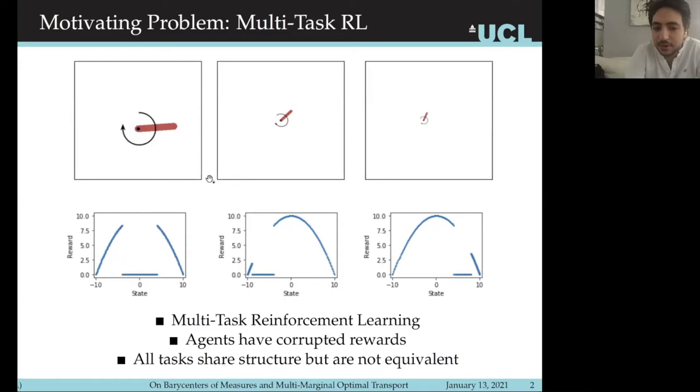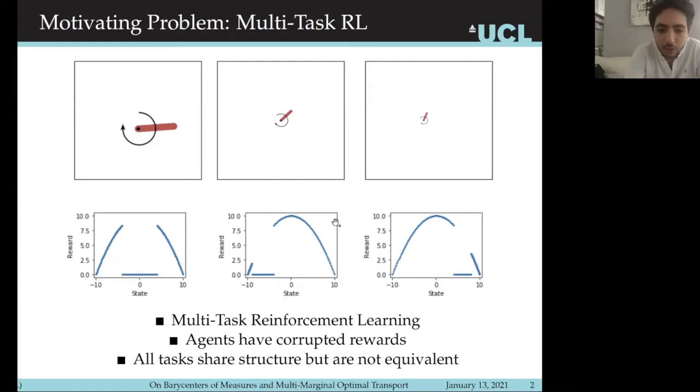What happens in our setting is that the agents have corrupted rewards. There are areas in the state space where they don't get rewards. That's basically an issue for them to learn, because they just don't get the reward signal they need to actually learn. You can see reward functions here that are corrupted. It's just an illustration.